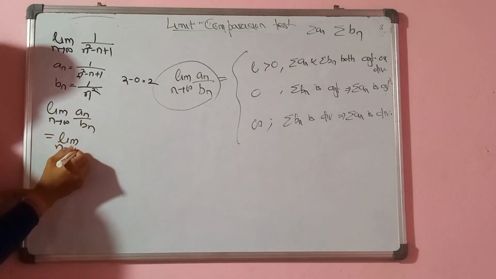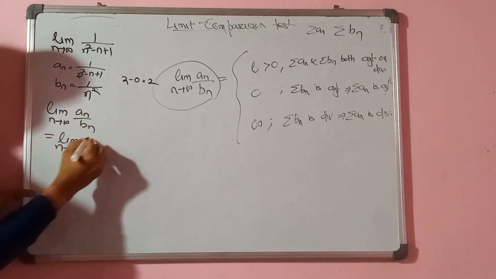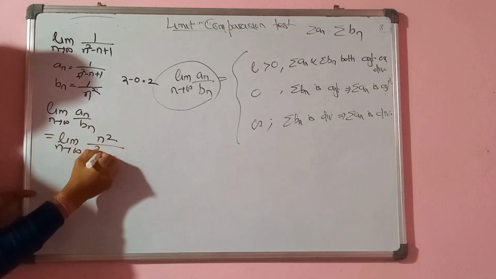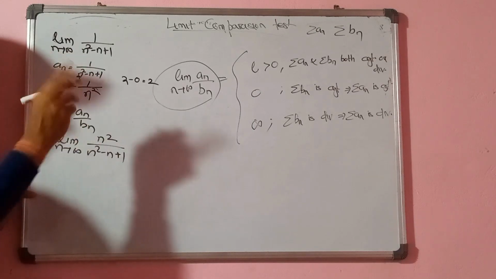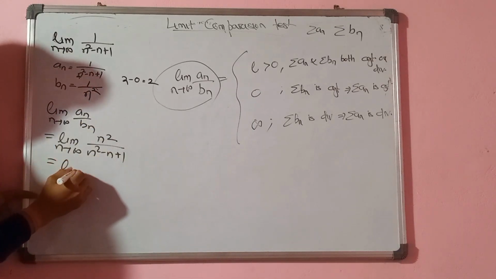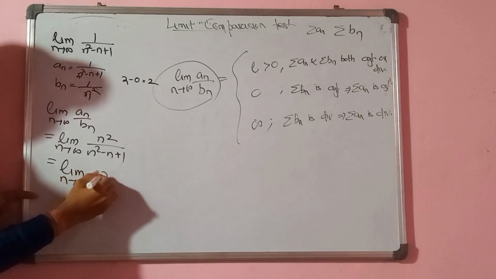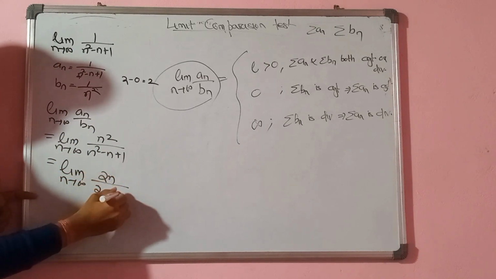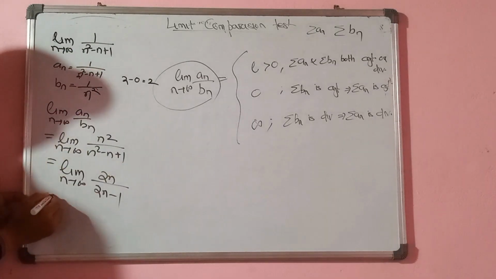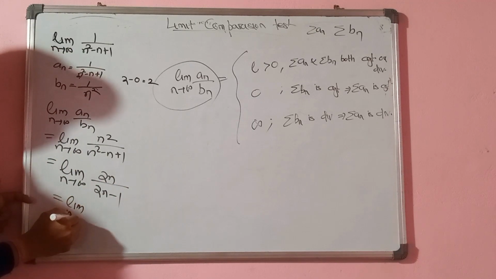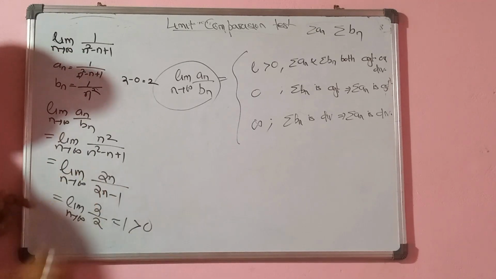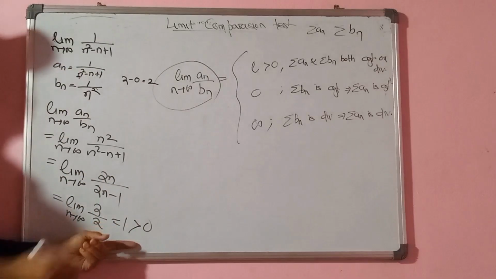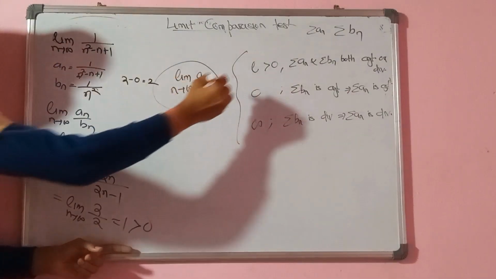I am going fast. The limit as n tends to infinity of An by Bn will be n square by n square minus n plus 1. Again put infinity in place of n, you will get the infinity by infinity form. Then apply L'Hopital's rule. So this will be 2n divided by 2n minus 1. Again you are getting infinity by infinity. Again differentiate, you get 2 by 2 means 1, which is greater than 0. That means both will converge or diverge together.